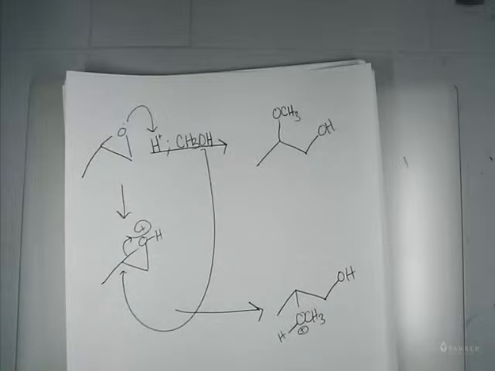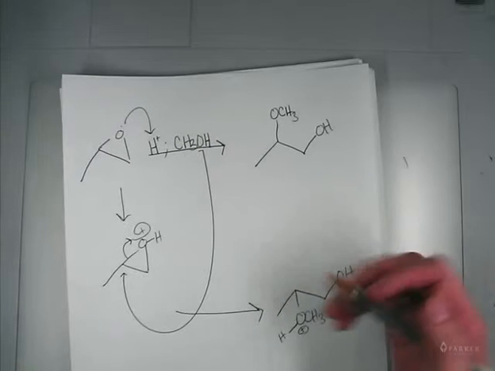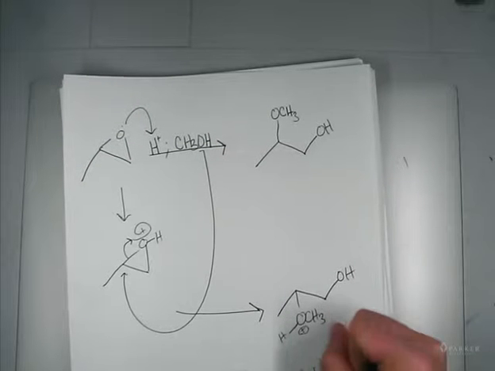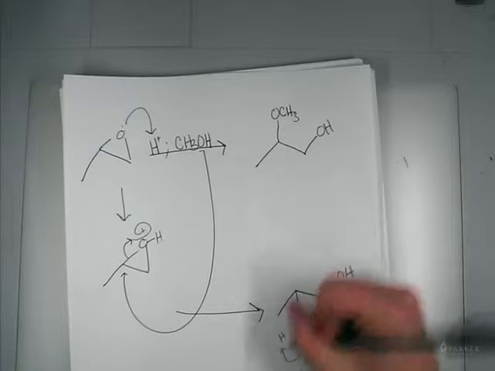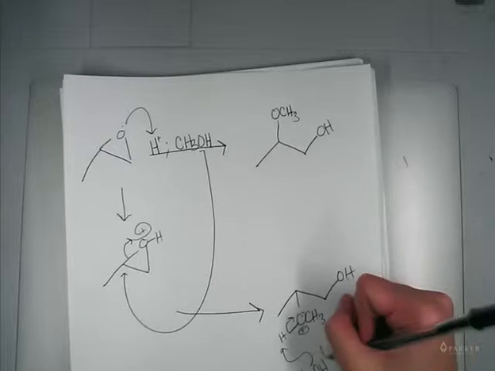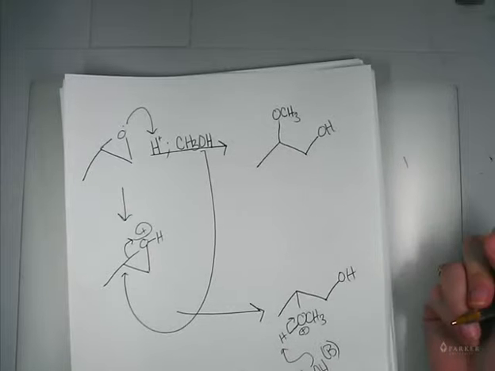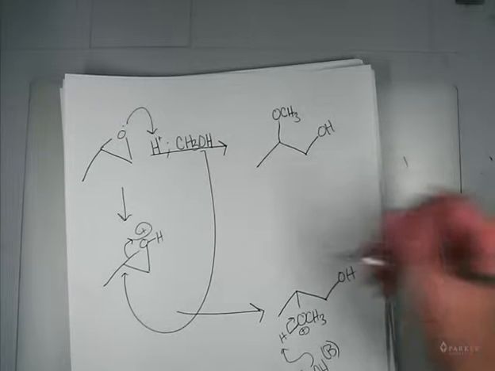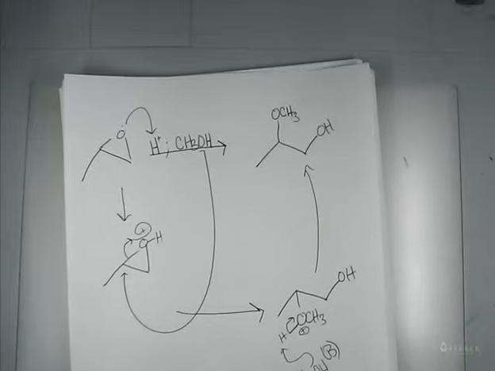And then what's my final step here? Yeah, well, I'd probably just use another methanol here. Whatever, just take off the hydrogen. If you don't want to be specific, I don't even care if you just put B for base. Some base is going to take off that hydrogen and give you your final product.